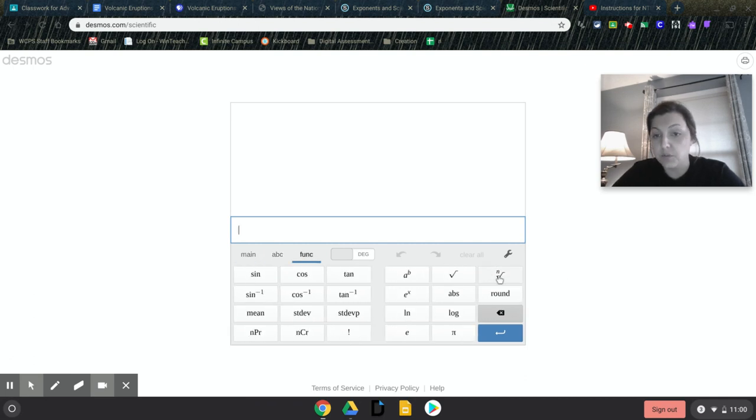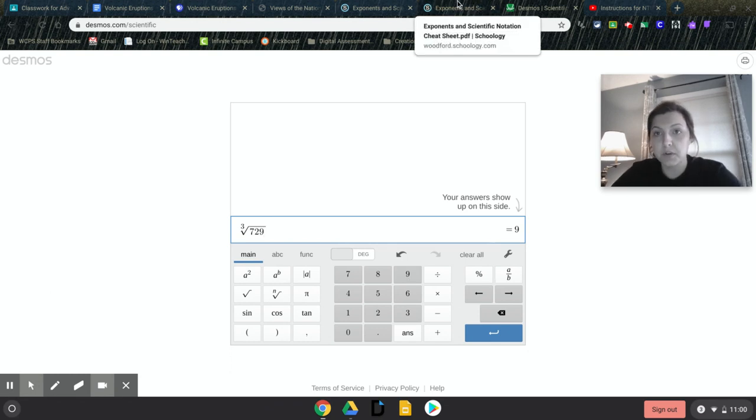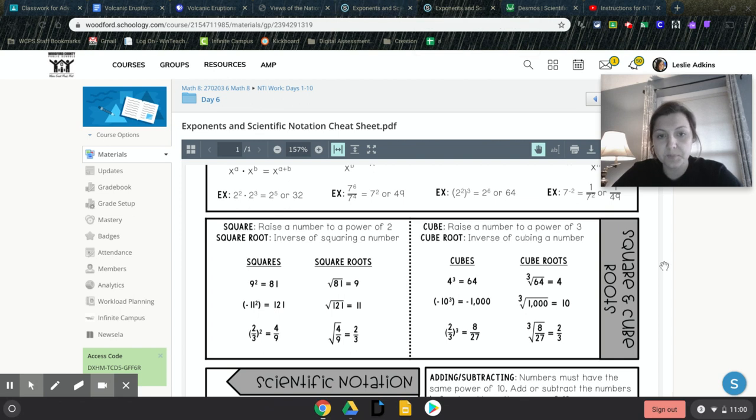Right here is how you could use cube roots. So if you need to take the cube root of a number, you click this button right here. You're going to need to put a 3 there because we are cube rooting this. And then you come right here and you type in the number that you need to take the cube root of. Okay? Does everybody see how to do that? Let me know if you need any help. So Desmos would be a really great scientific calculator to help you guys out.